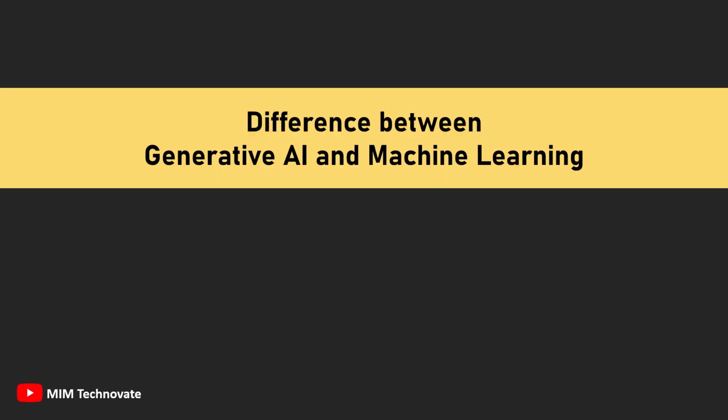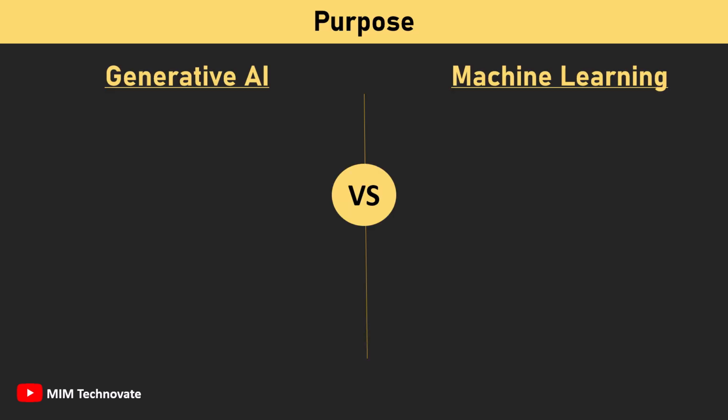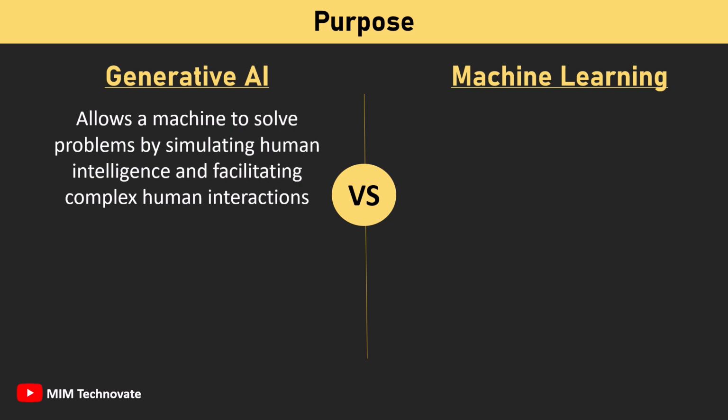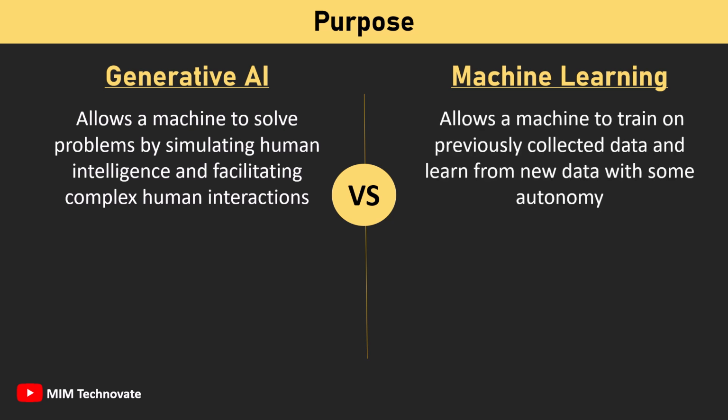Difference between generative AI and machine learning. Purpose. Generative AI allows a machine to solve problems by simulating human intelligence and facilitating complex human interactions. Whereas, machine learning allows a machine to train on previously collected data and learn from new data with some autonomy.